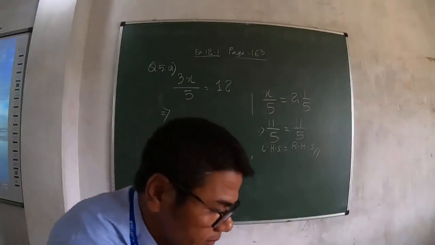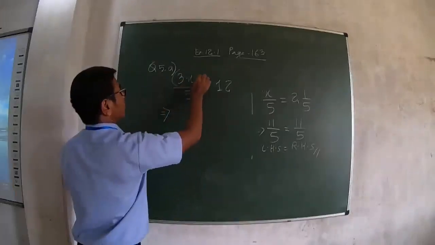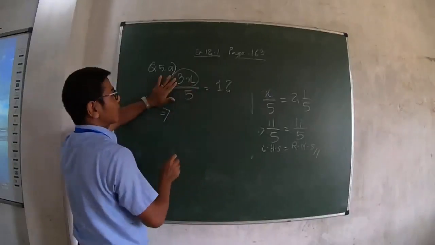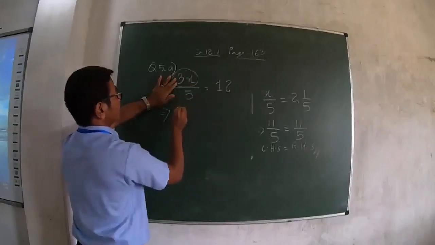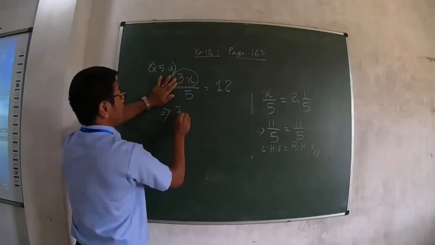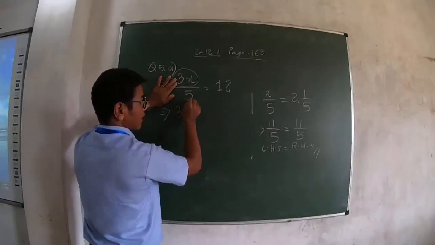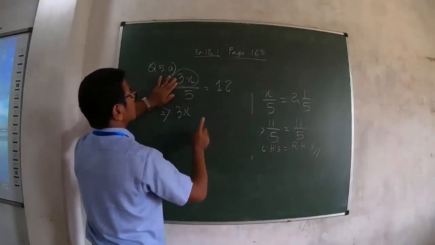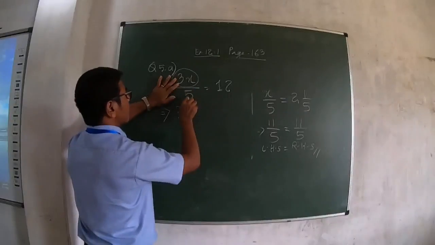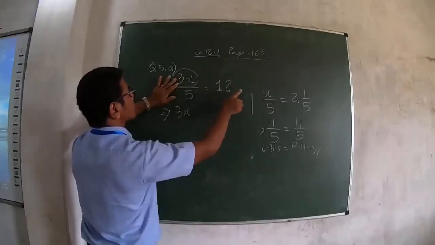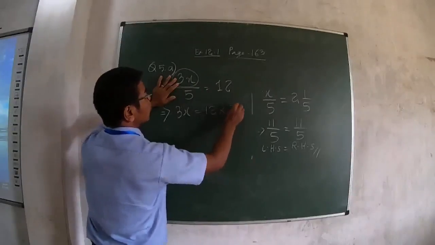Now the alphabet. See carefully, the alphabet is 3x. Please write 3. Now this is a divide. Earlier we have already mentioned divide is supposed to go to the right, becomes a multiply, 12 into 5.